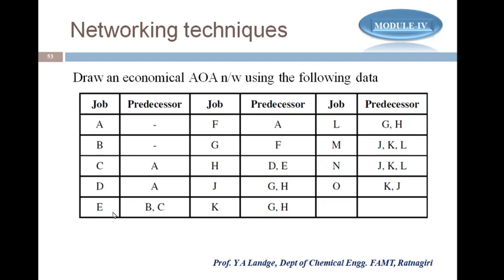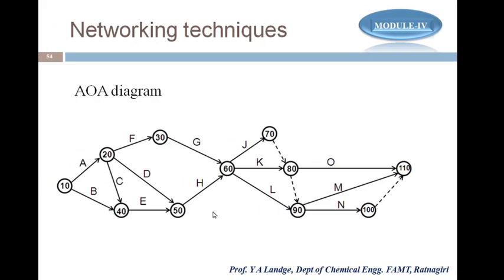D is okay. E depends on B and C. So again, I have to go from B and from C. Once that is complete, then I can start E. So this E activity is to be started when B and C are completed. So what I do, I just draw an arrow, and here I give the node.